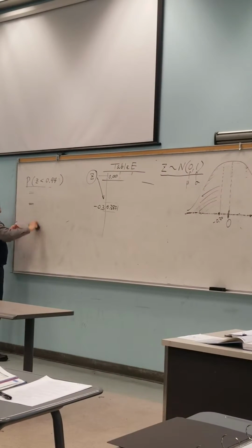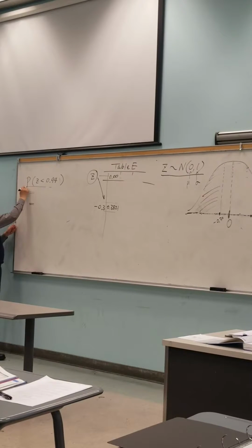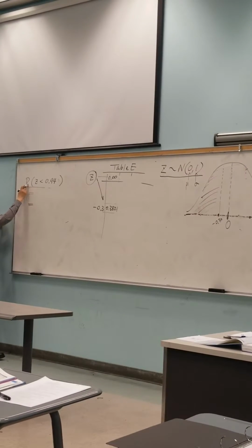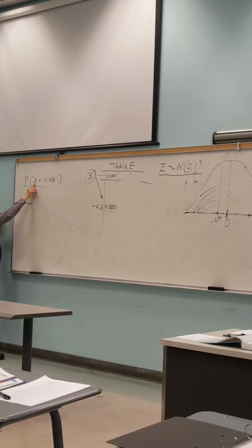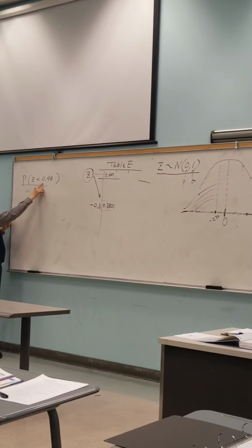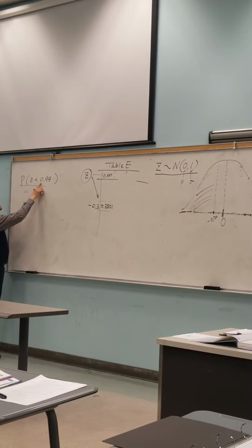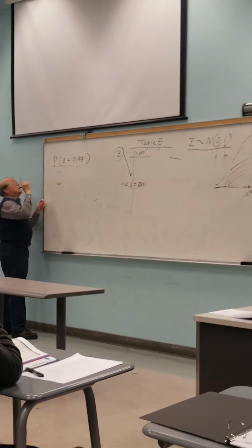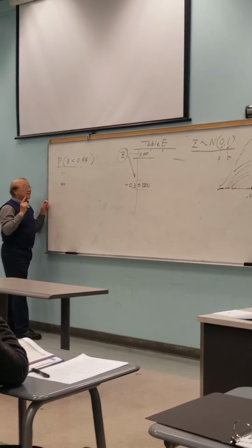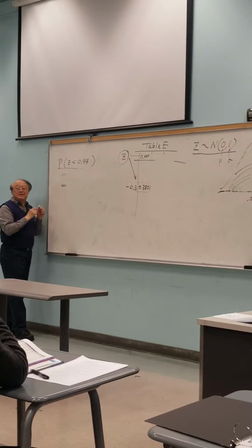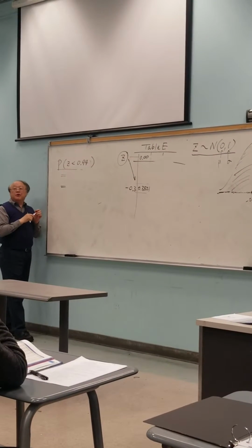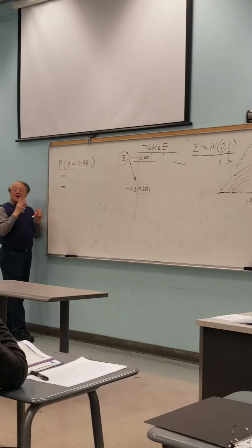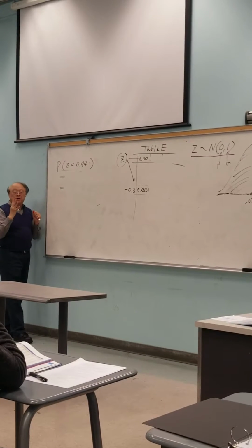Third example. What is the question? The question is, what is the probability the random variable z takes a value smaller than positive 0.94? Okay, you found it already, but I have several basic questions. Before you answer the question, there are several basic and important questions.